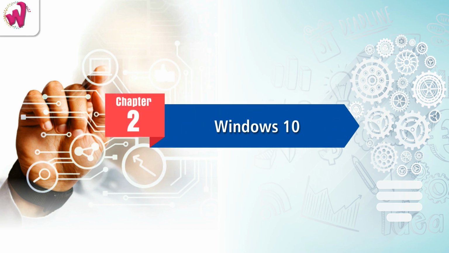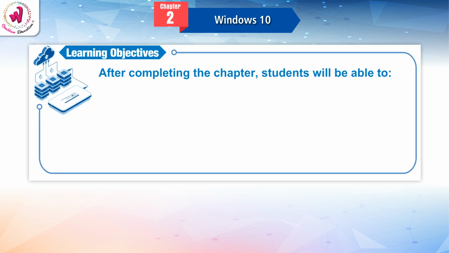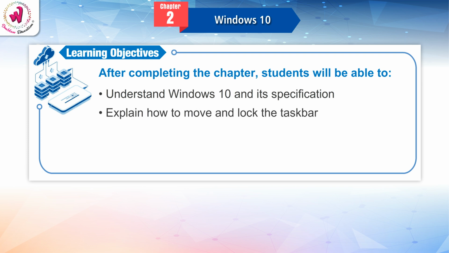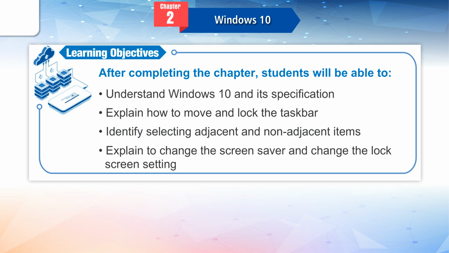Chapter 2 Windows 10. Learning Objectives. After studying this chapter, you will be able to understand Windows 10 and its specification, explain how to move and lock the taskbar, identify selecting adjacent and non-adjacent items, and explain how to change the screensaver and change the lock screen setting.